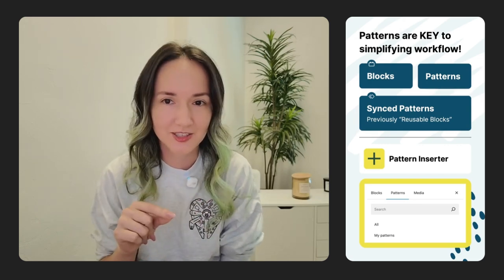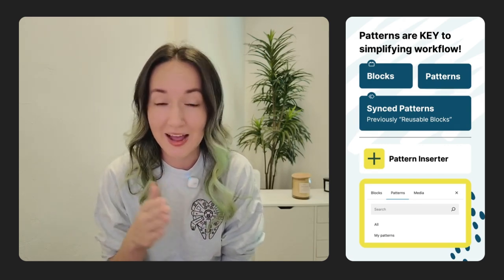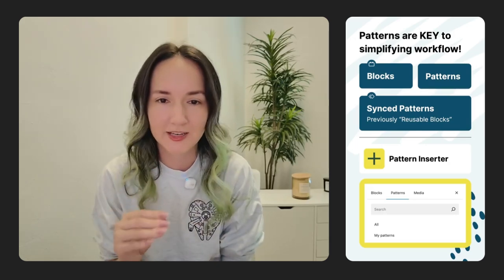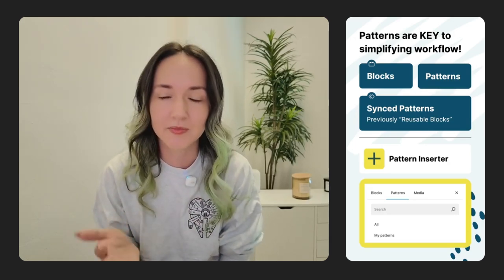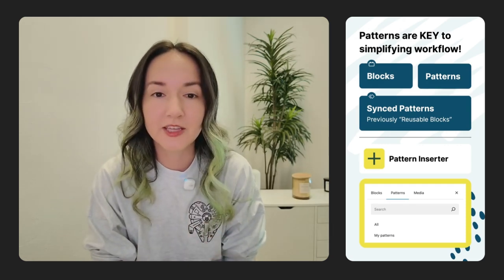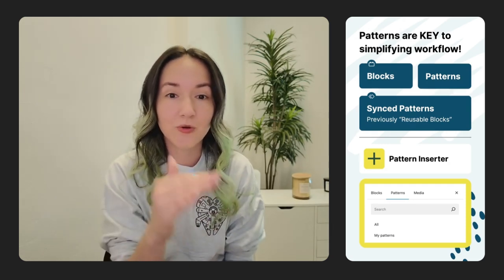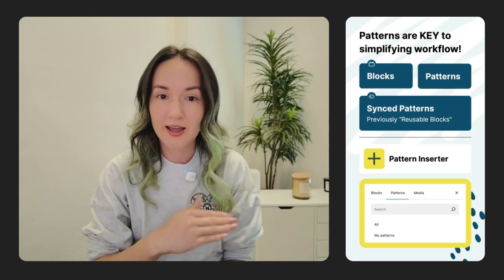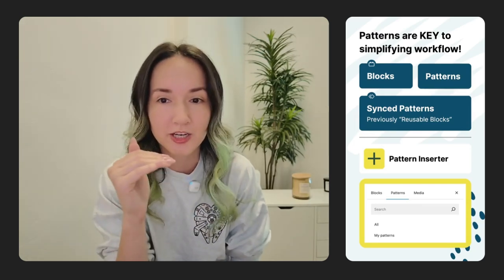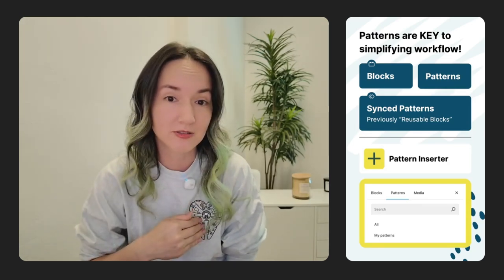Remember that block inserter? I want to point out here that your pattern inserter is the exact same thing. It's the same button. It's a blue button, at least if you have the default WordPress theme. That's a plus icon, top left currently, of the block editor. And when you open it, it opens like a sidebar. And that sidebar will have blocks by default, but you'll click over into a new tab that can show you your patterns.